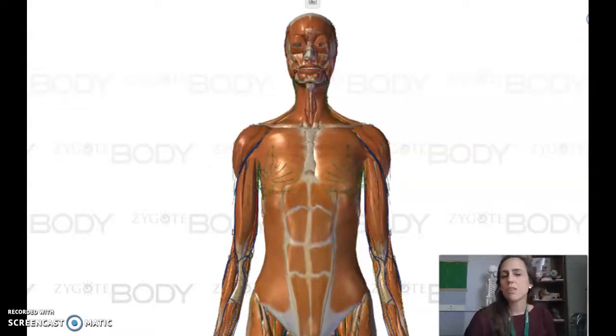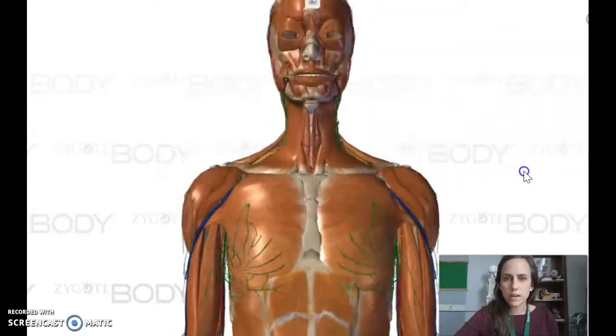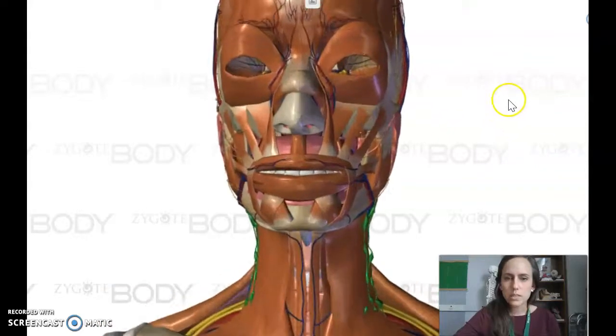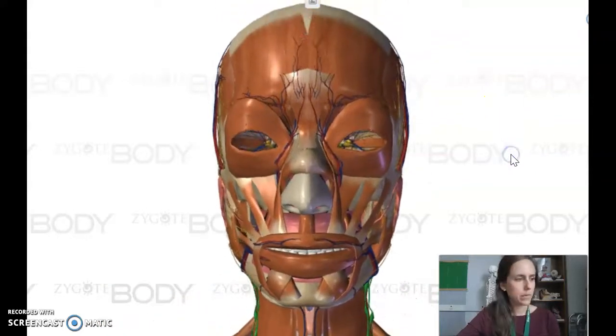There are about 600 muscles in the human body. This video shows you which ones we need to be aware of for Health Science 1, the muscles that we need to be able to label. So first we're going to start off in the head-neck region. We'll go through the list of muscles that we need to be able to label.